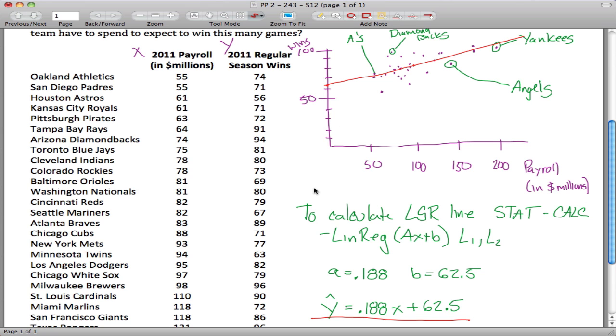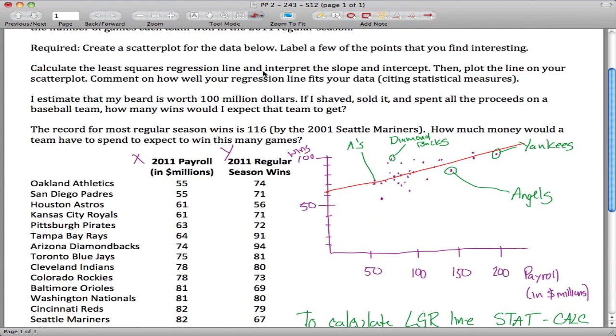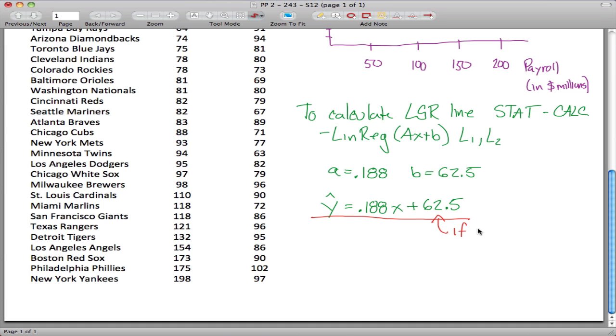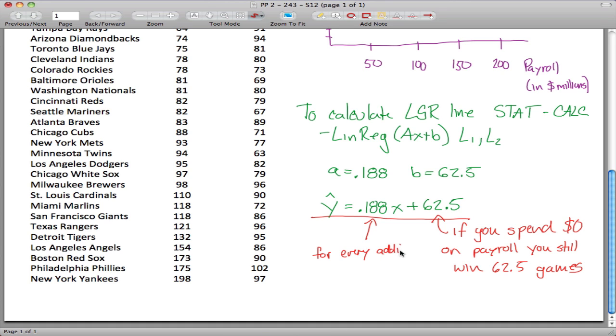Looks something like that. All right, so what have I done so far? I calculated the least squared regression line. I was supposed to interpret the slope and the intercept and then plot the line on the scatter plot. Okay, so what this means is that it doesn't really make sense. It's saying if you spend $0 on payroll, you still win 62.5 games. And what this is saying is for every additional million, because these are in millions, $1 million you spend, you win 0.188 more games.